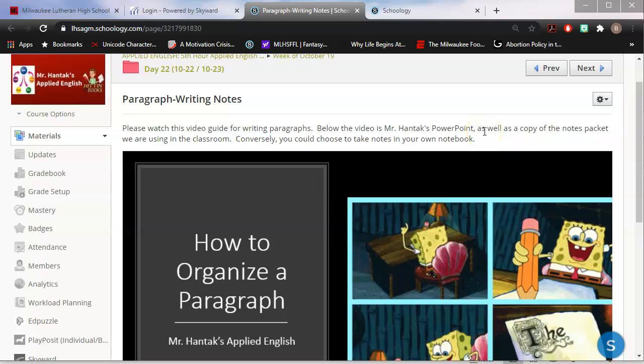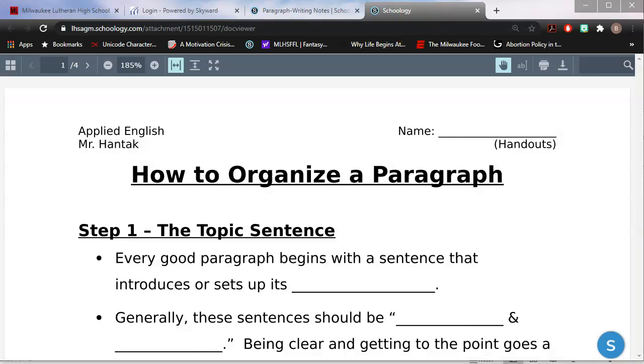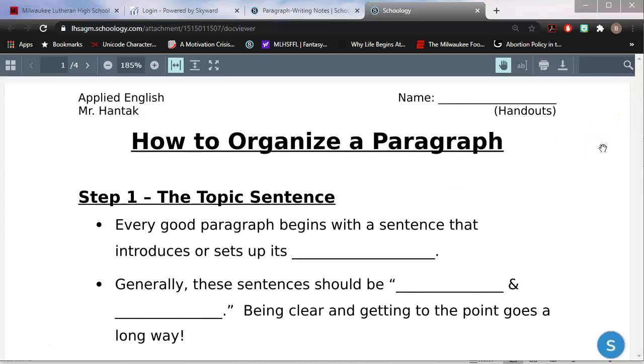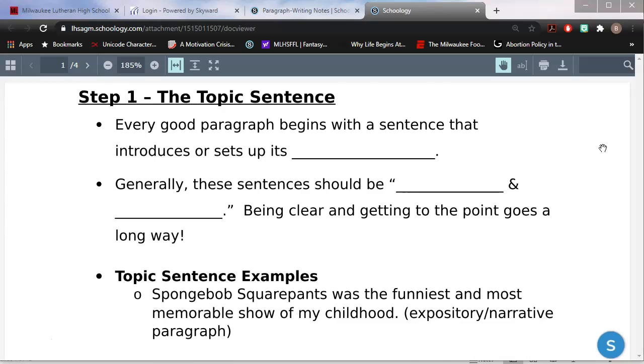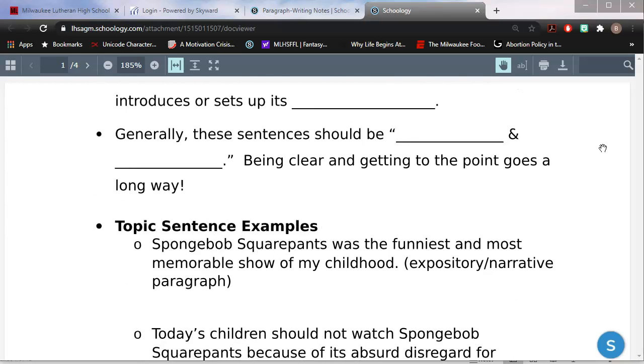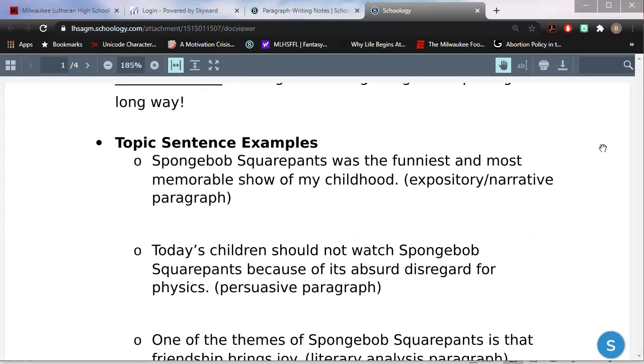I want you to have access to your notes. So the notes packet looks a little bit like this. The formatting came out really big on Schoology, but just notice some blanks to fill in as we walk through today's PowerPoint, along with examples.